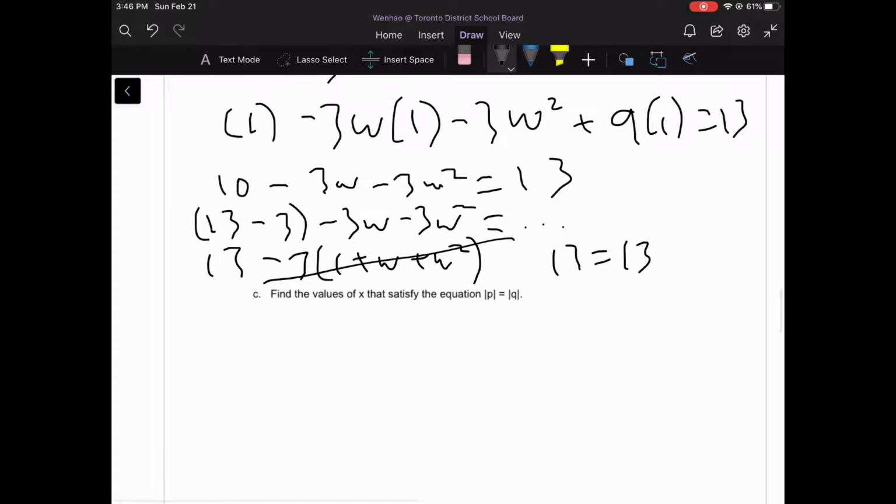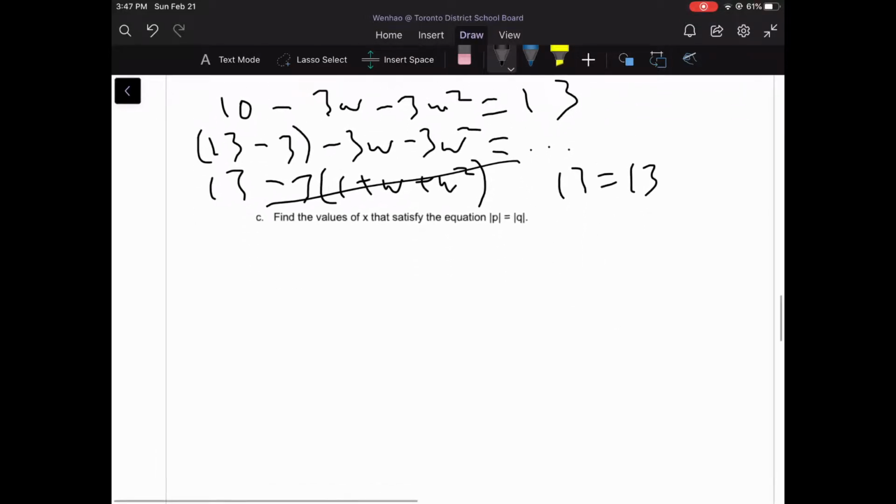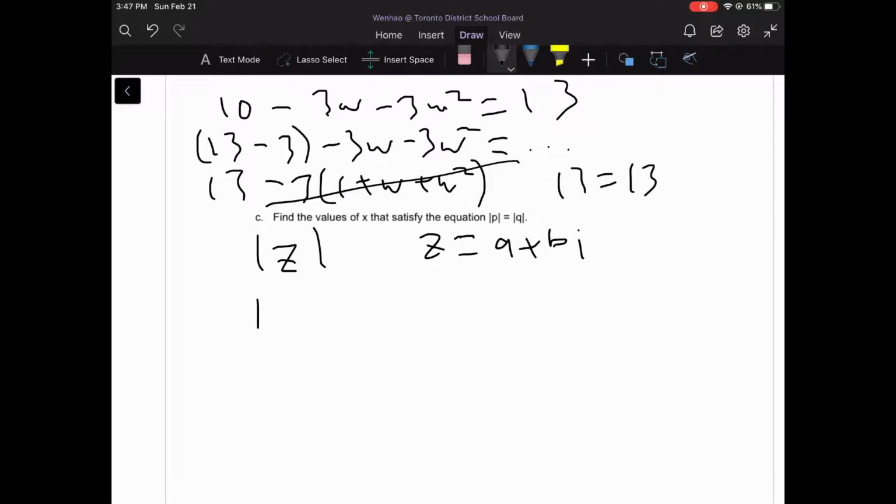Alright, part C. Find the values of x that satisfy the equation absolute value of p is equal to absolute value of q. So for complex numbers, this notation, let's say z is a complex number, and z is equal to a plus bi. Complex numbers are kind of like a vector, where the absolute value sign means that you take the scalar of the complex number, and this is what that notation means.